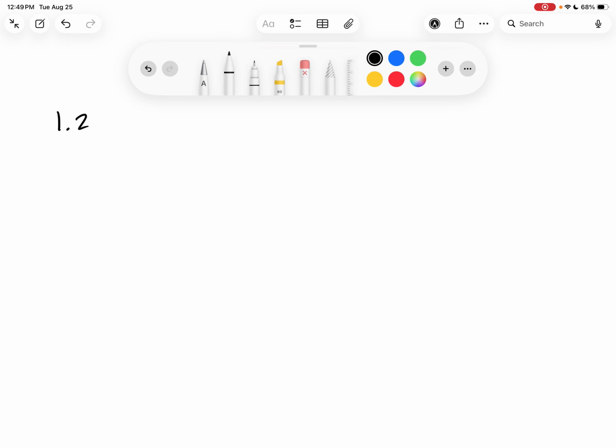So 1.2, points, lines, and planes. The first problems, they give us a picture and they say to decide whether the statement is true or false based on that. So I'm going to draw the picture over here and then we'll reference it as we go through.